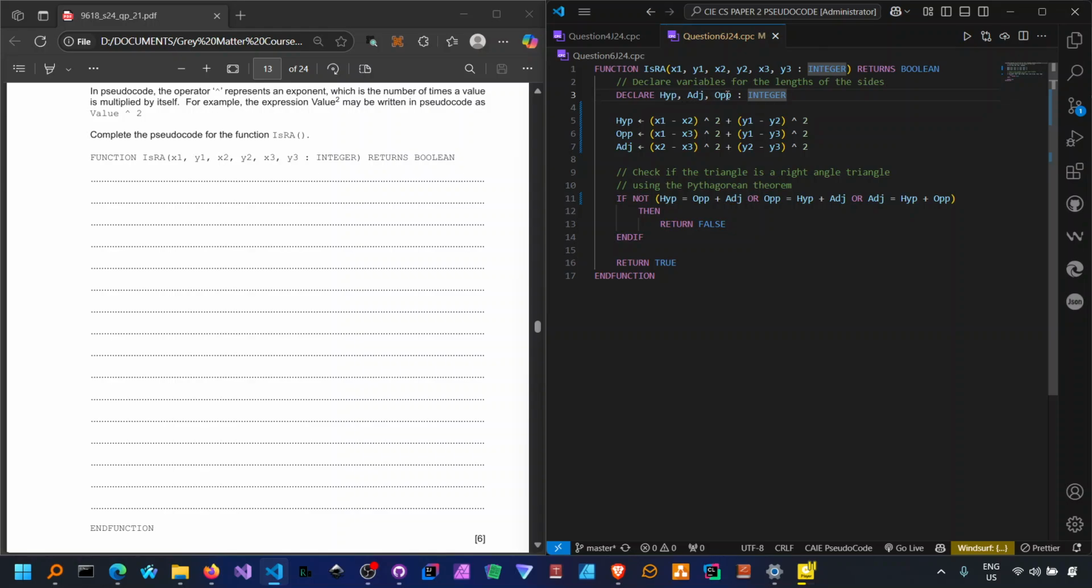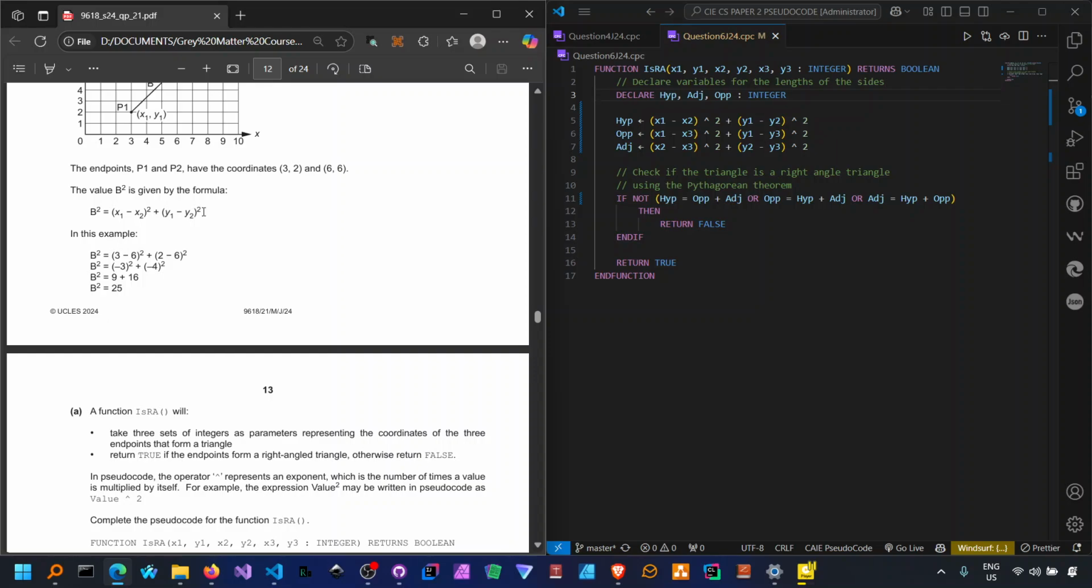We are declaring 3 sides of our right-angled triangle. If you remember, the Pythagorean theorem states that for a right-angled triangle, the longest side is called the hypotenuse. Then the side at the base is called the adjacent, and the slanting side is going to be called the opposite. So essentially what we need to do is use this logic that they gave us right here. Hypotenuse is going to hold the square of x1 minus x2, squared, plus y1 minus y2, squared.